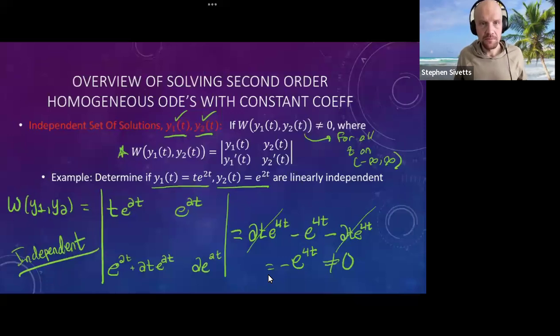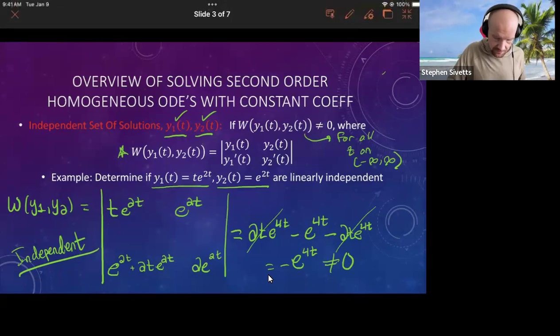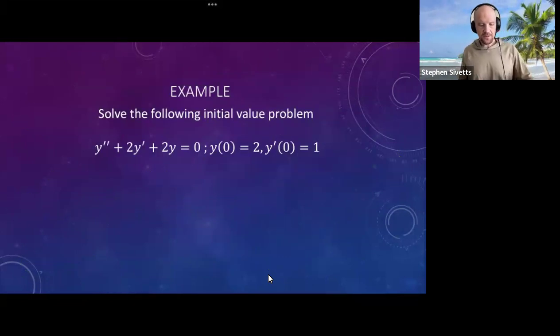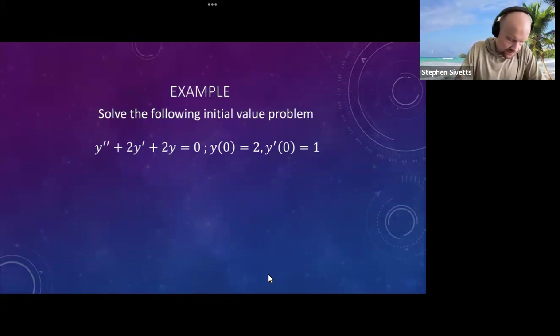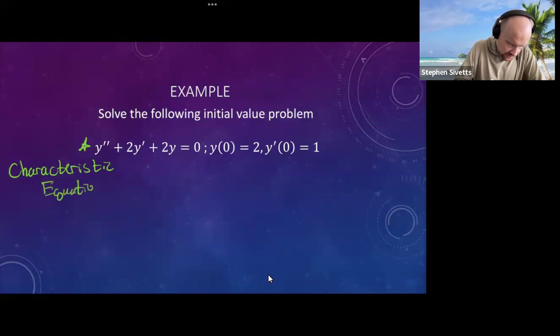All right, that's just a quick example on showing the Wronskian. And so let's go over some examples on solving second order differential equations. So we have this example, and the first thing we want to do is to transform this differential equation into the characteristic equation. So the characteristic equation.